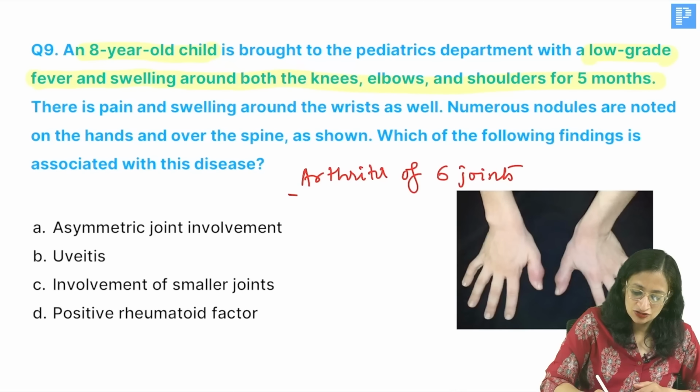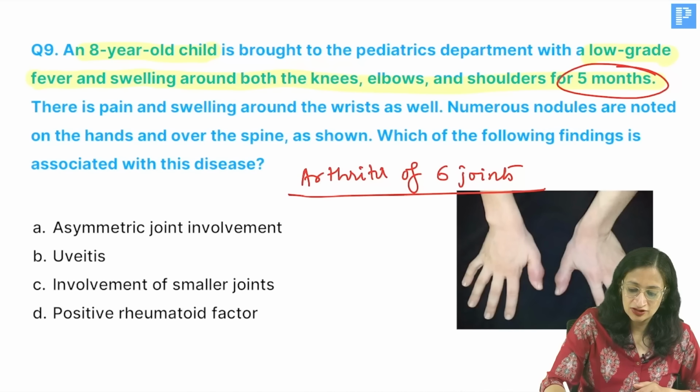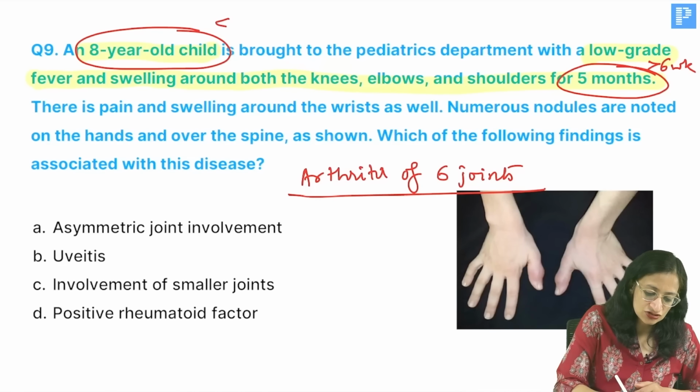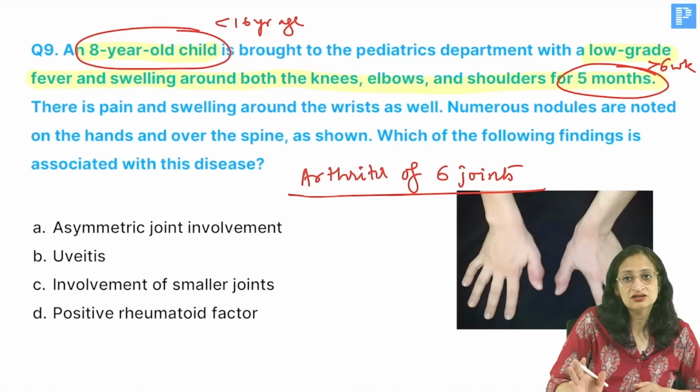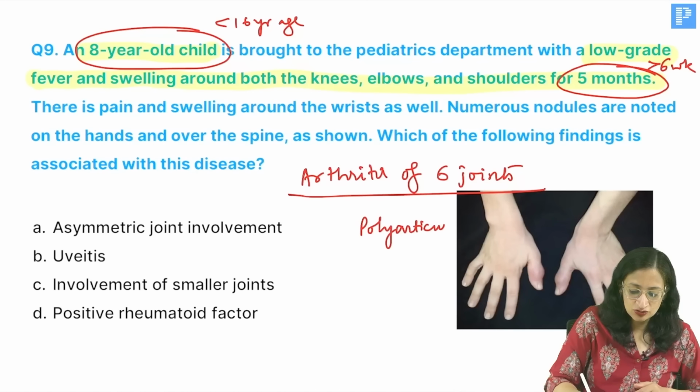And it has lasted for 5 months, so more than 3 months, and more than 6 weeks is there. Less than 16 years of age. And you have 1 or more joints. So you have 6 joints. So here our diagnosis has become polyarticular JIA.